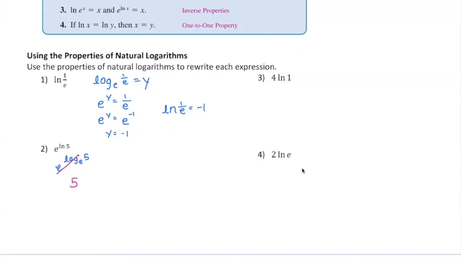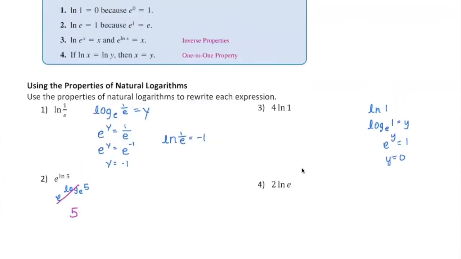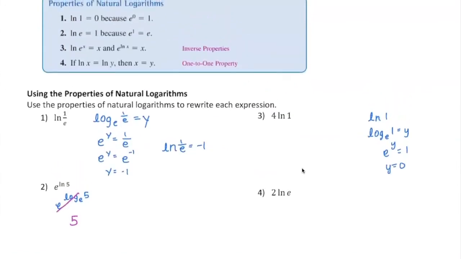For number 3, we have 4 times the natural log of 1. So natural log of 1, if we remember what that means, log base e of 1. So we know that e to the y will equal 1. And the only way that is possible is if y is 0. But that's our first property up here, that if we have natural log of 1, it's always going to equal 0, because we just reviewed why that's true off to the right side here. So natural log of 1 is just 0. So 4 times 0 will be 0.